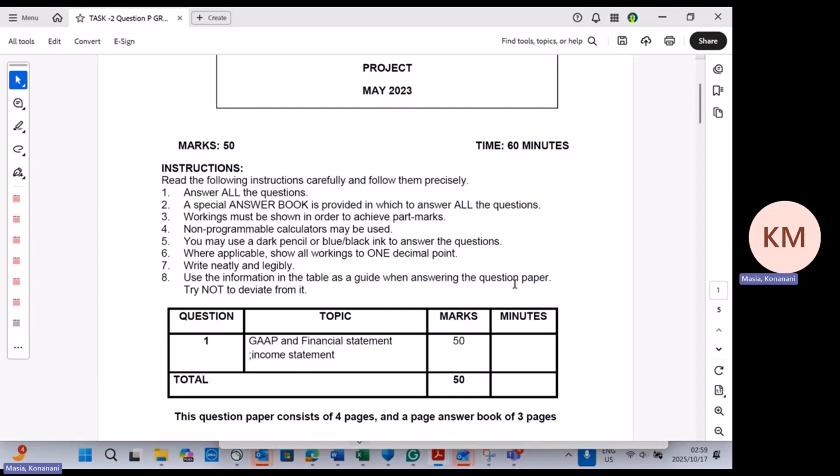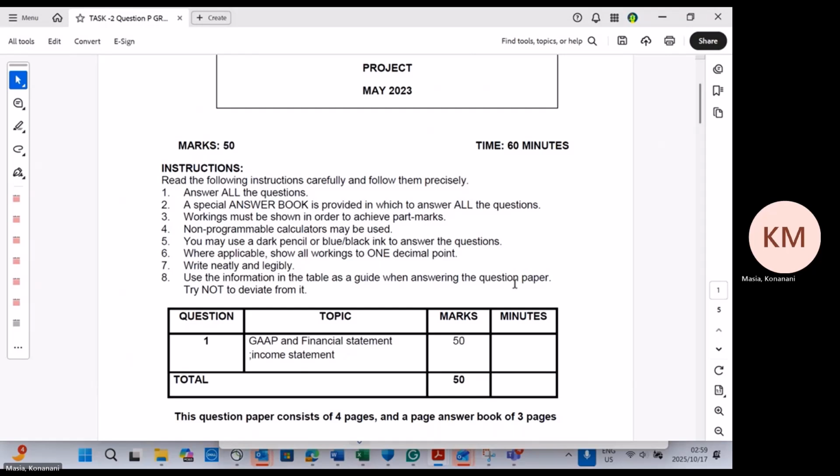They said you need to read the following instructions carefully and follow them precisely, and answer all the questions. The working must be shown in order to achieve part marks. It's very important that you show the working so that you can show the examiner how you determined the marks, because accounting is a principle subject. You can get it wrong, but if you apply the principle, they will still mark you.